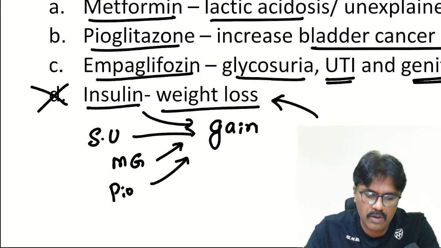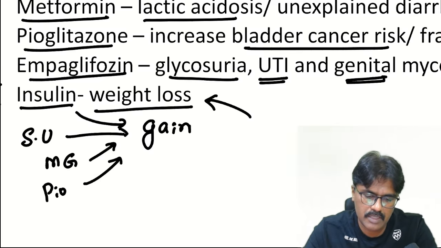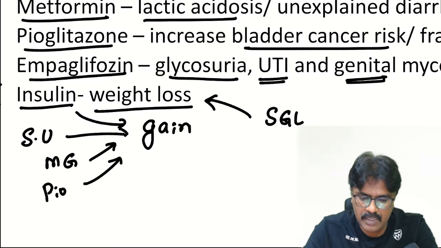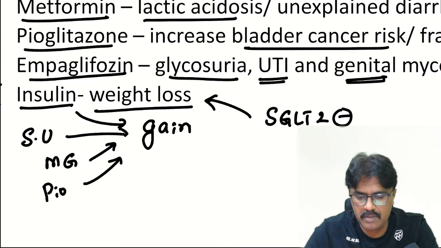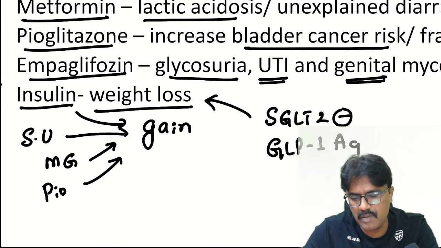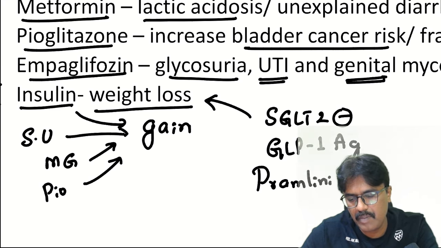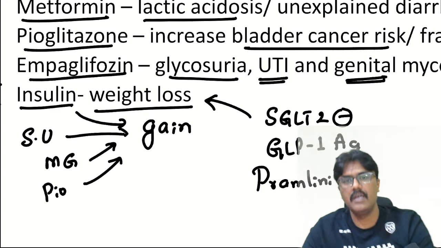Which cause weight loss? Weight loss is caused by SGLT2 inhibitors, GLP-1 agonists, and pramlintide. They cause weight loss.